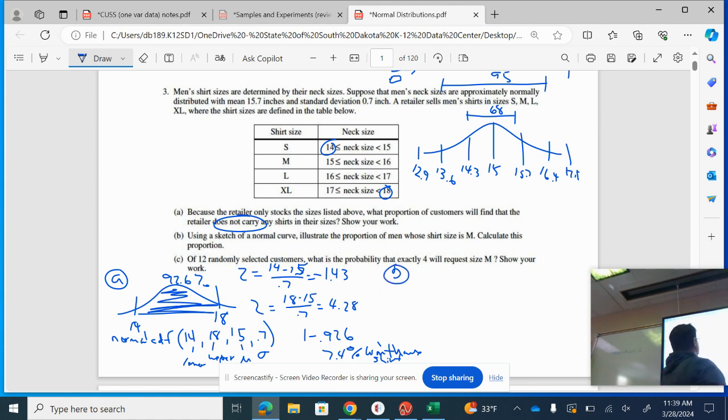So next question, part B. Using a sketch of a normal curve, illustrate the proportion of those whose shirt size is medium and calculate. So our medium goes from 15 to 16.